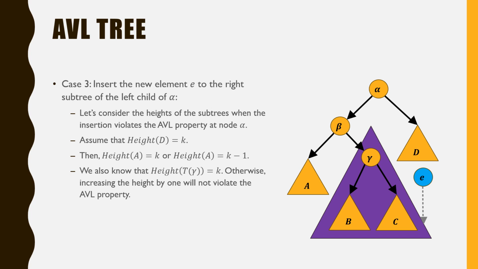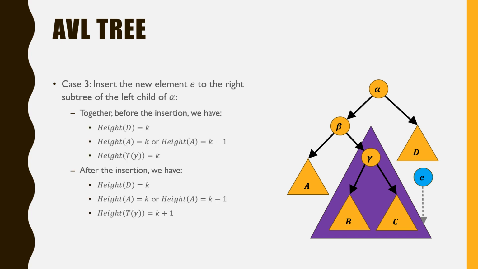If the height of T gamma is k plus 1, the AVL property is already violated at node alpha before the insertion. If the height of T gamma is k minus 1, the insertion won't be able to trigger any AVL property violation, leading to a contradiction. In summary, prior to the insertion, the height of D is k, the height of A is either k or k minus 1, and the height of T gamma is k.